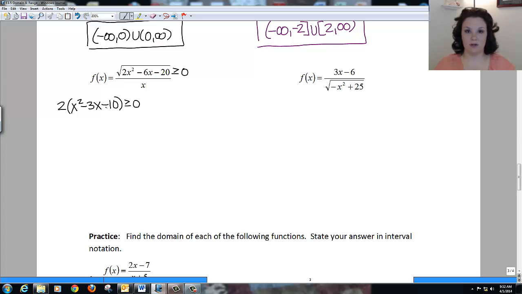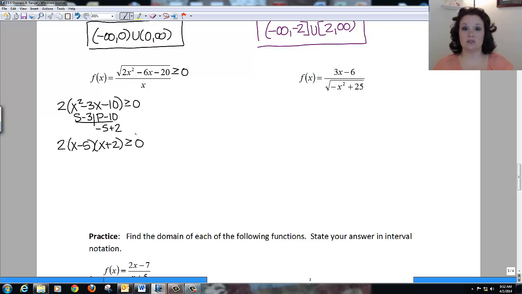Where is this expression greater than or equal to 0? And now I can do some product and sum here, right? My sum would be -3, my product is -10, so I can use -5 and +2. Since my leading coefficient is a 1, I can use my shortcut, which says that these factors are going to be the numbers inside my factor quantities. So this factors into x minus 5 times x plus 2. And I want to know, where is this greater than or equal to 0?